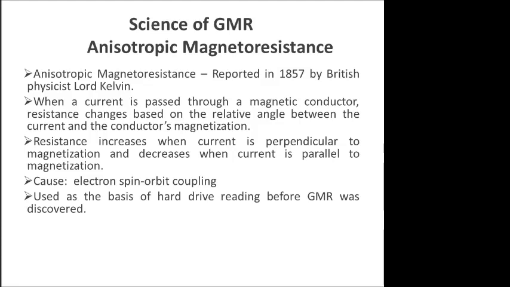The science of giant magnetoresistance begins with the anisotropic property, so first we have to see how anisotropic magnetoresistance occurs. It was reported in 1857 by the British physicist Lord Kelvin. Whenever we look at the theory behind anisotropic magnetoresistance, we have to consider the current passing through a magnetic conductor. When a current is passed through a magnetic conductor, the resistance changes based on the relative angle between the current and the conductor's magnetization.